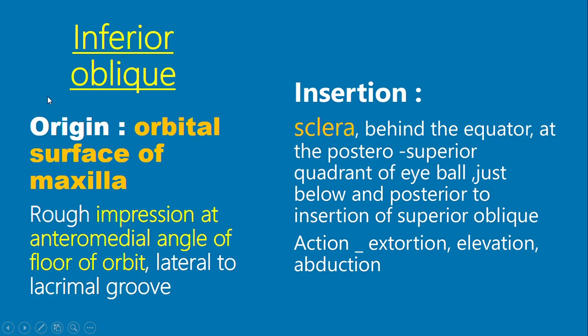Next muscle is the inferior oblique muscle. The inferior oblique muscle originates from the orbital surface of the maxilla, a rough impression at the anteromedial angle of the floor of the orbit, lateral to the lacrimal groove. The insertion is to the sclera. Lacrimal groove we have seen in the maxilla, and we know what the orbital surface of the maxilla is, isn't it? It inserts to the sclera behind the equator at the posterosuperior quadrant of the eyeball, just below and posterior to the insertion of the superior oblique muscle.